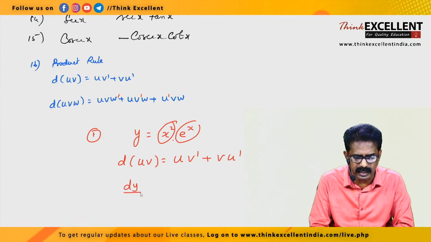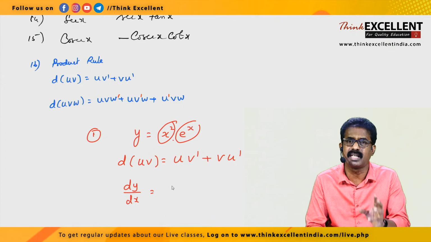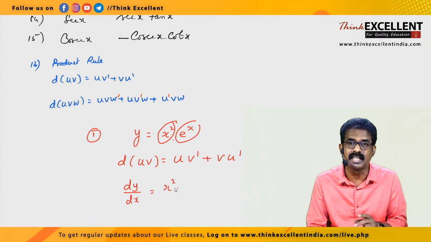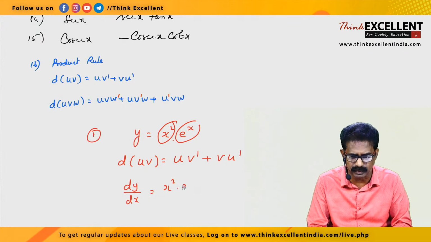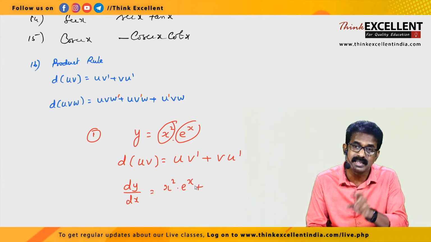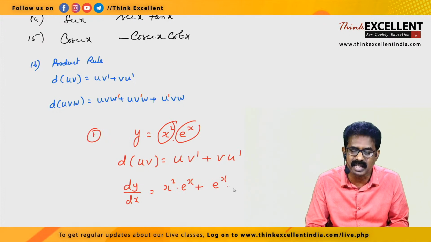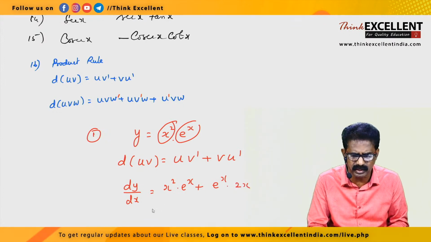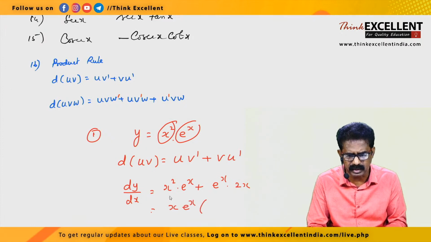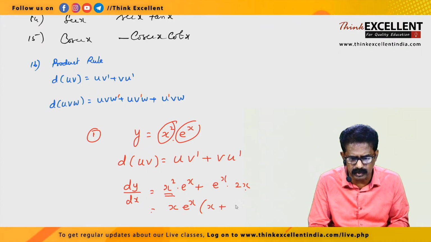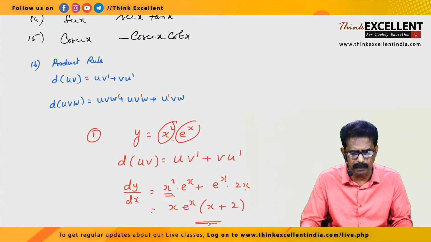So dy by dx is: first function, write as it is, x square. Differentiate the second, e raised to x, derivative is e raised to x. Plus, now write the second one, e raised to x, into the derivative of the first, x square, derivative 2x. Then simplification: what is common here? x e raised to x, right? x is common, e raised to x is also common. What is remaining? x plus 2x, and e raised to x we have taken common. It is x plus 2. Okay.